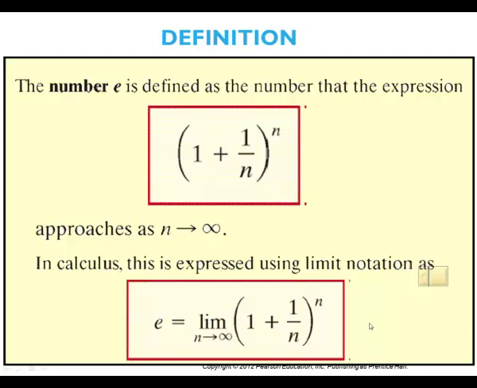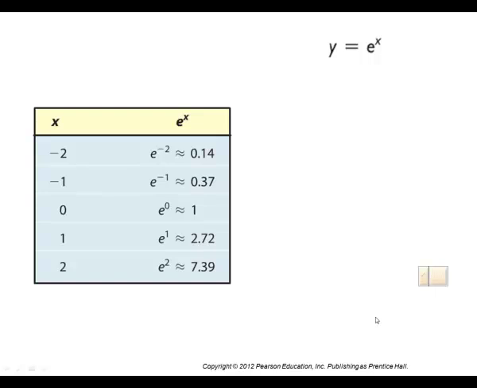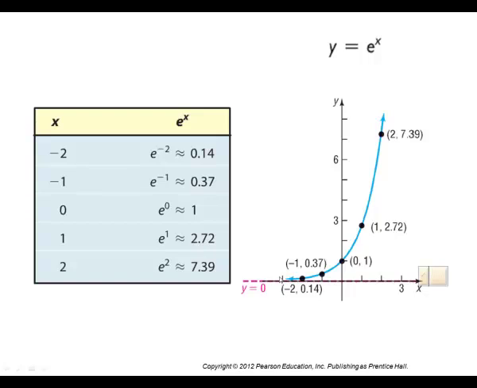It's an irrational number, in this case, 2.7. E basically rounds off to 2.72. So when we have e to the 1, that's 2.72, and e squared is 7.39, and so on. So even with e, you still have a horizontal asymptote at 0, it comes through the y-axis at 0, 1, and then at 1 it's going to be at 2.72 for the y.